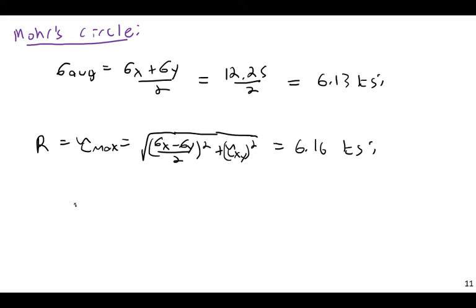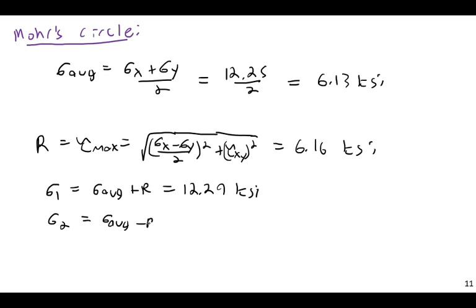And then our principal stresses: sigma 1 is sigma average plus r, which is just going to be 12.29 KSI, and sigma 2 equals sigma average minus r, which is negative 0.03 KSI, and tau max equals r equals 6.16 KSI.